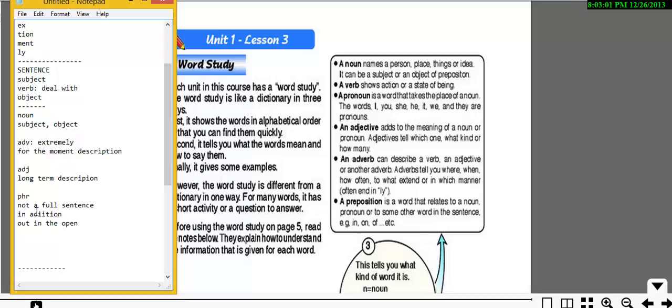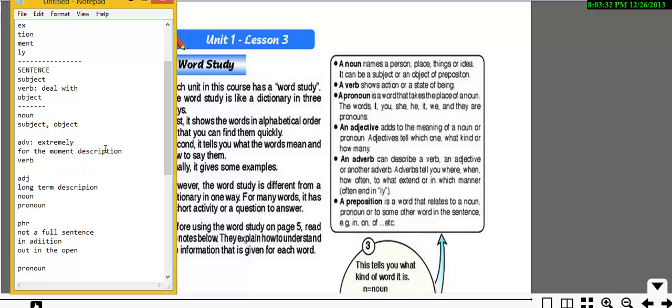It's a pronoun. Well, maybe we want to add it here. Pronoun. Well, and then there is an adjective, which adds to the meaning of a noun or a pronoun. Well, that's something I forgot to tell you about last time. It's a long-term description, but only for a noun and a pronoun. So an adjective doesn't actually describe a verb, for example. No, an adverb is one that describes a verb. So pay attention to this. The noun is used as a subject or an object. An adverb describes a verb. An adjective describes a noun or a pronoun.